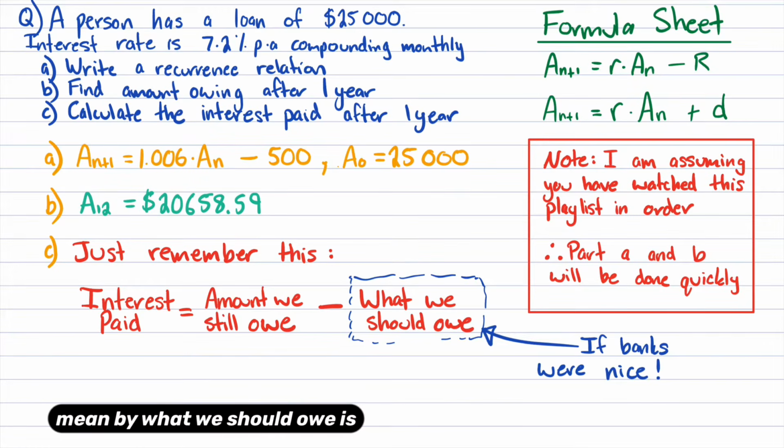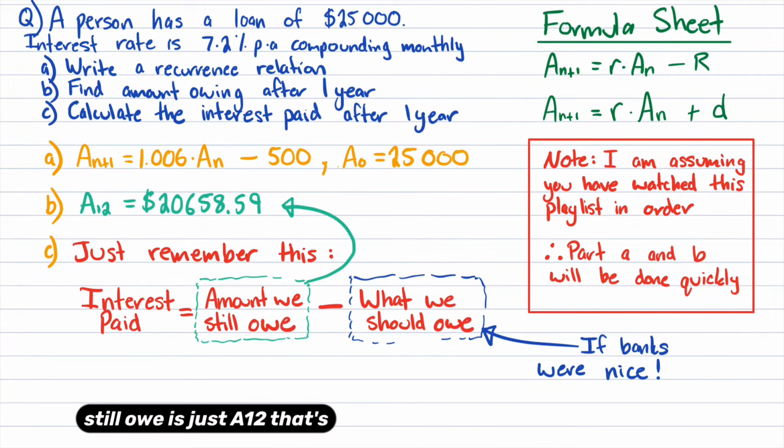What I mean by what we should owe is if the banks were being nice and not charging us any interest. So in a perfect world, let's say the bank just gave us $25,000 and they didn't charge us any interest. We just had to pay off the loan, and we were paying off the loan $500 every month without any interest being added on. So the amount that we still owe is just A12. That's what we actually still owe, which I've now just substituted in.